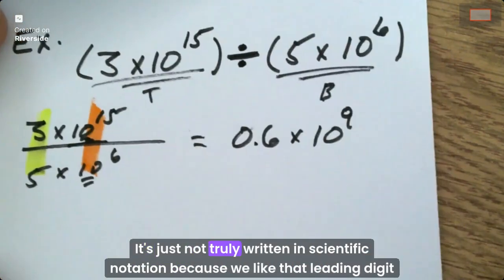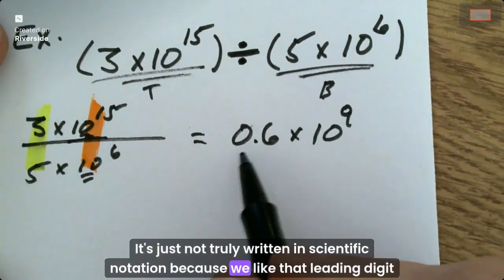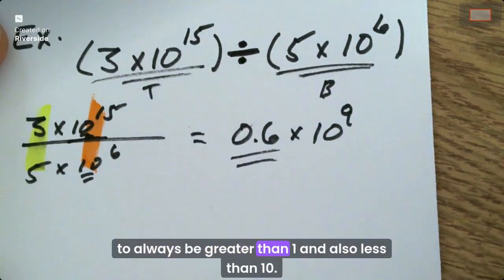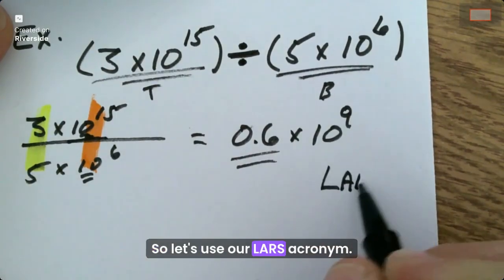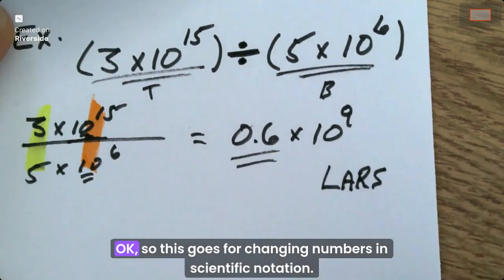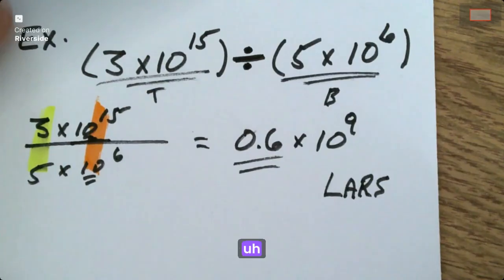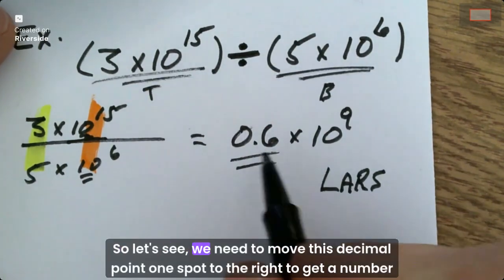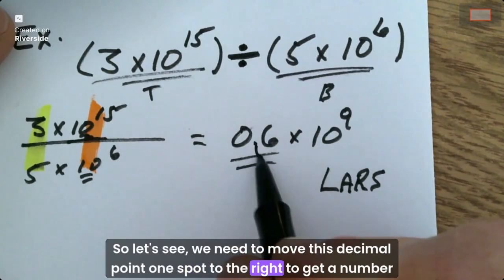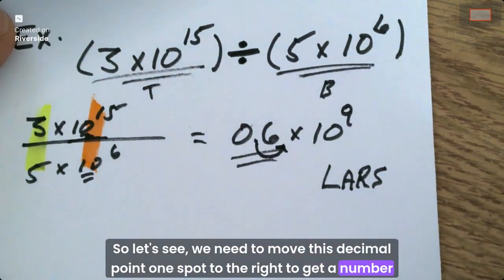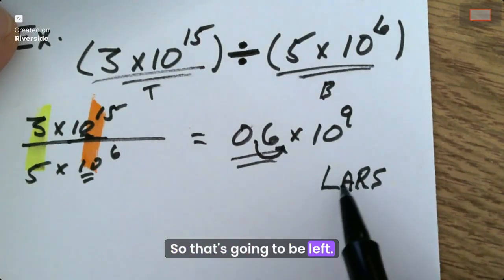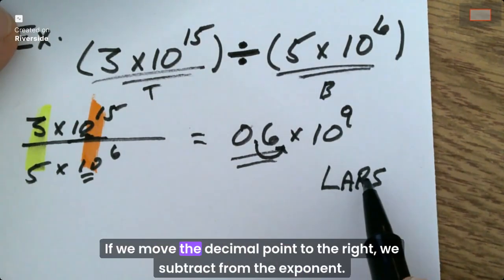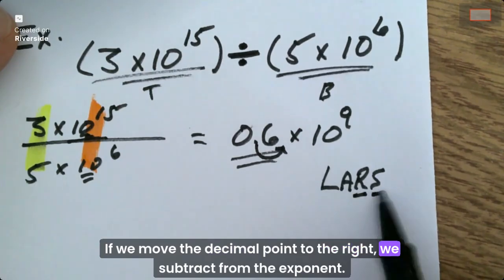It's just not truly written in scientific notation because we like that leading digit to always be greater than 1 and also less than 10. So let's use our LARS acronym. This goes for changing numbers in scientific notation. We need to move this decimal point one spot to the right to get a number greater than 1 and also less than 10. So if we move the decimal point to the left, we add to the exponent. If we move the decimal point to the right, we subtract from the exponent.